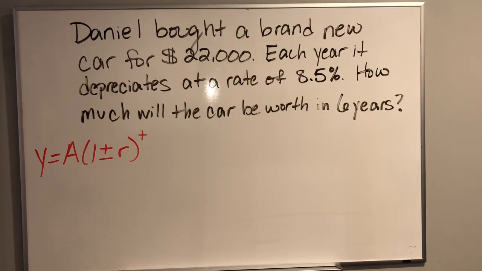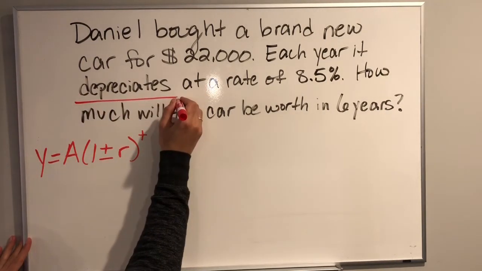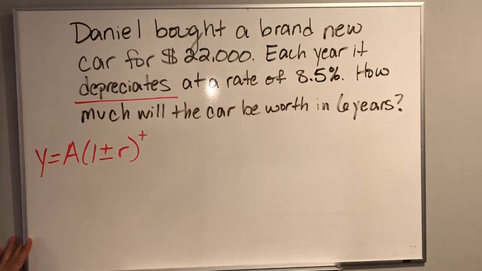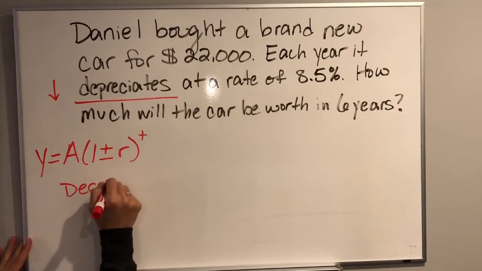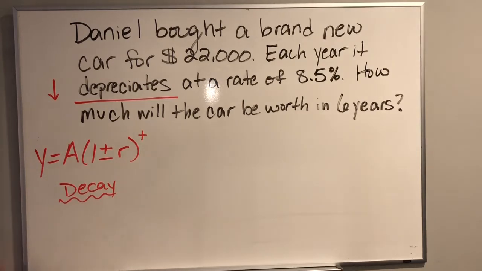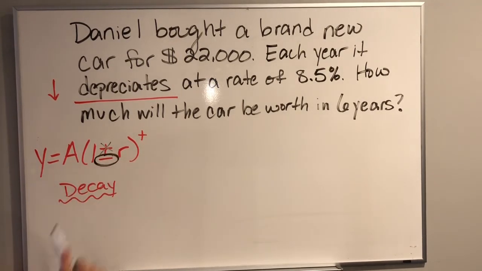So we have to determine if this is going to be a growth or a decay problem. What gives that away is we're going to use our keywords here. Now a car, if it's depreciating at a rate of 8.5%, that means it's going down. All right, so this is going to be a decay problem. So we know that in this problem we are not going to be adding, we are going to be subtracting.